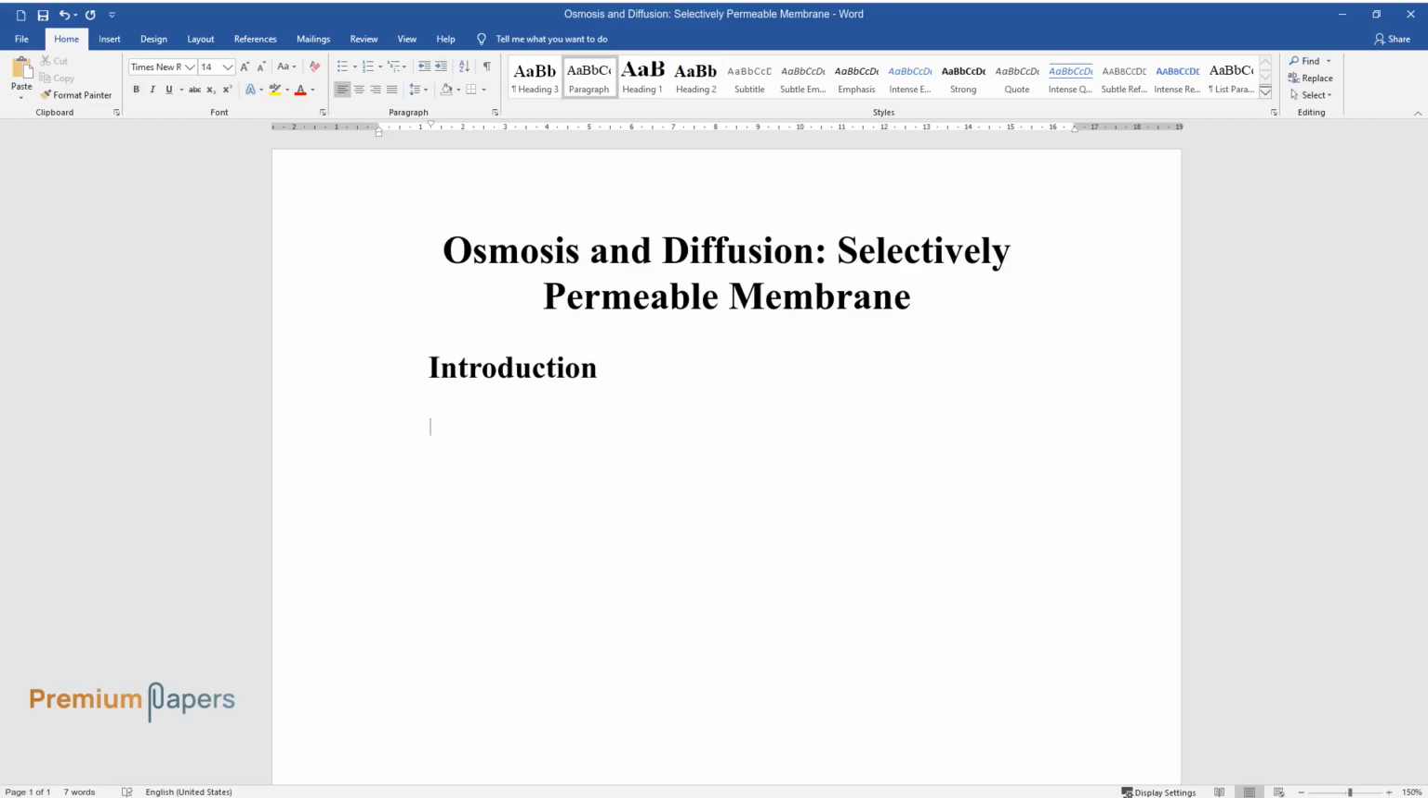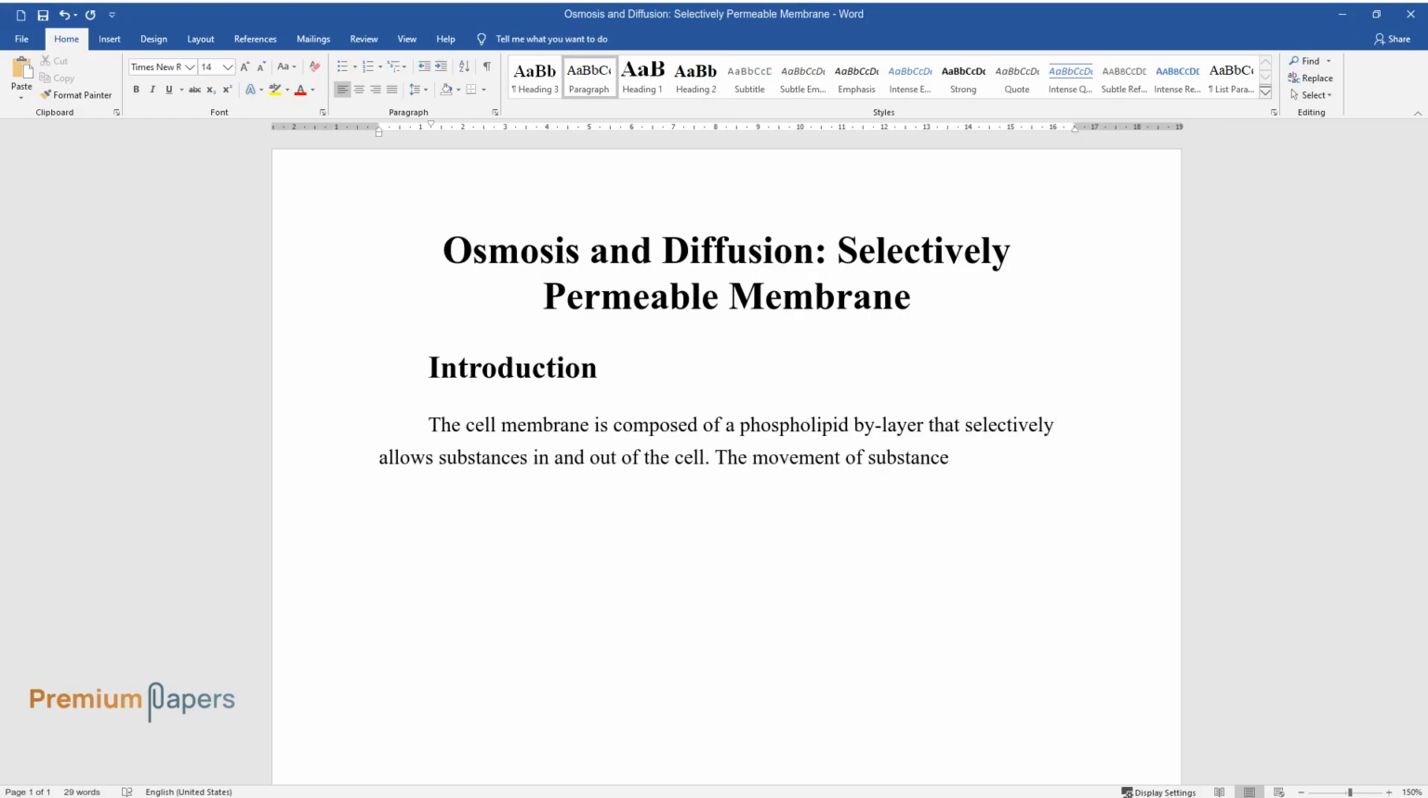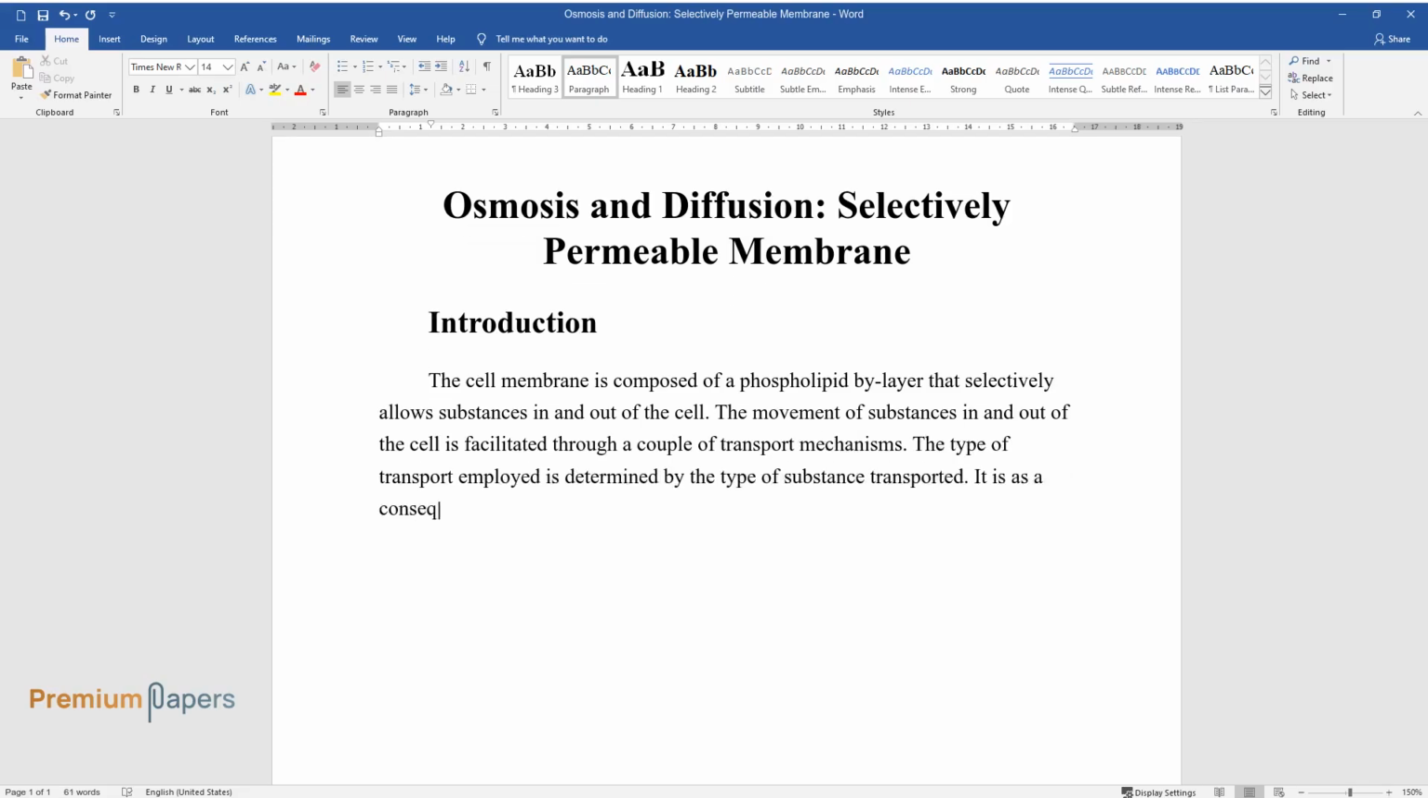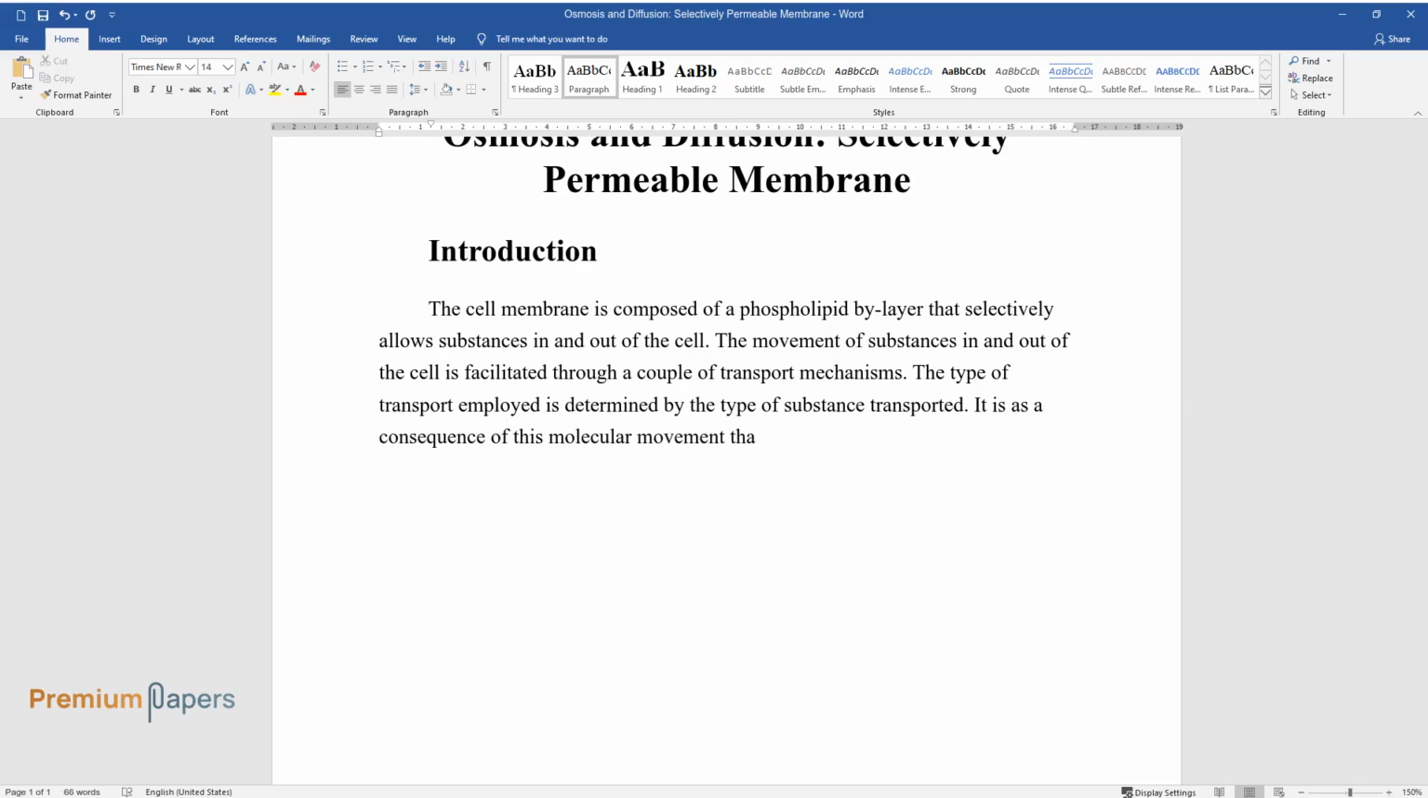Introduction. The cell membrane is composed of a phospholipid bilayer that selectively allows substances in and out of the cell. The movement of substances in and out of the cell is facilitated through a couple of transport mechanisms. The type of transport employed is determined by the type of substance transported. It is as a consequence of this molecular movement that osmosis and diffusion processes take place.